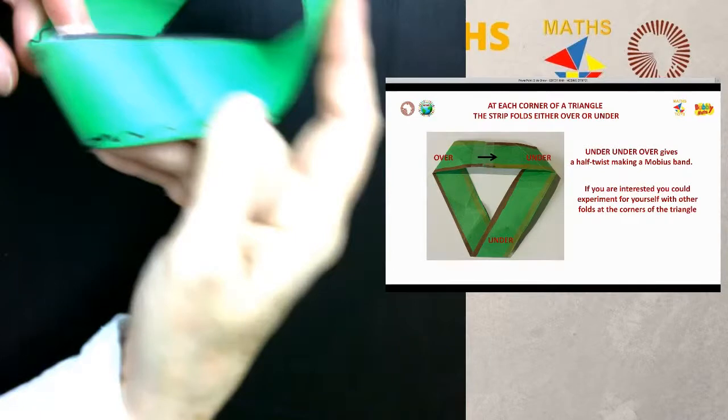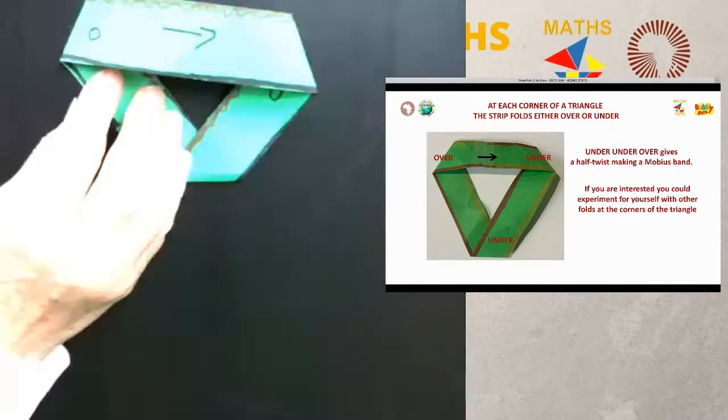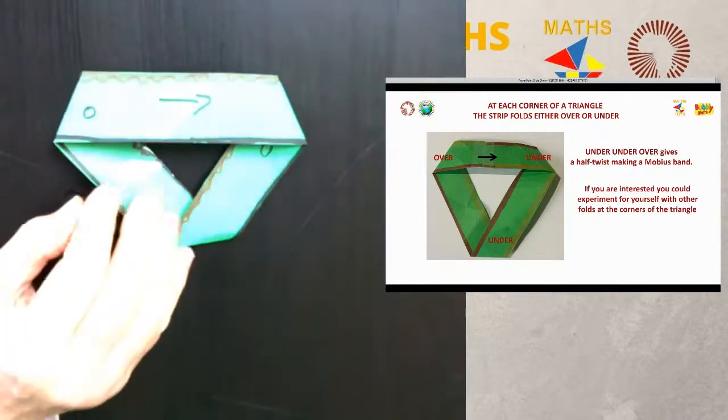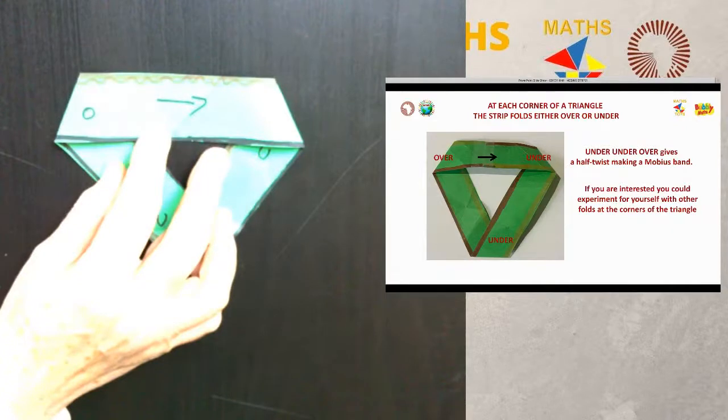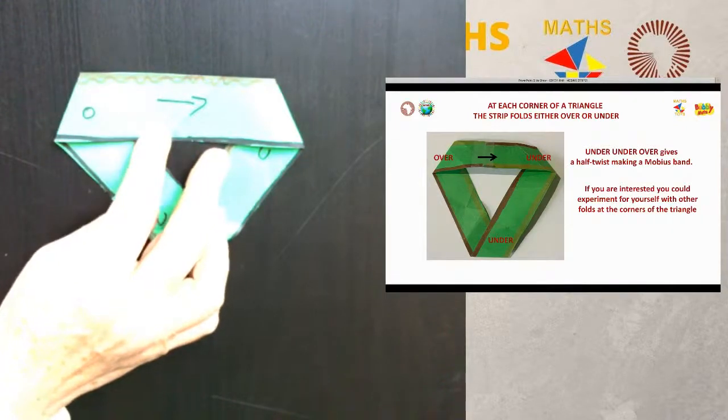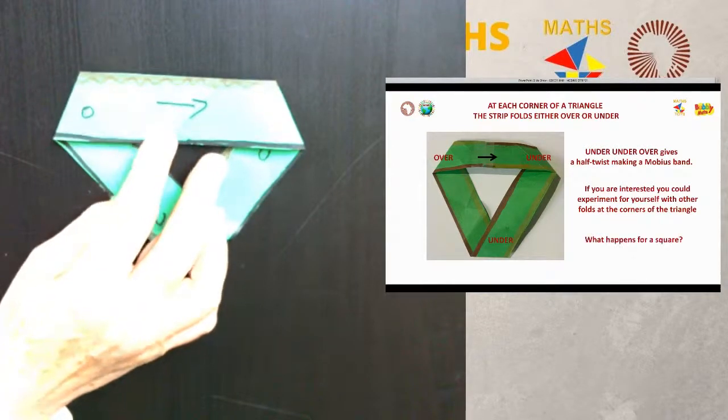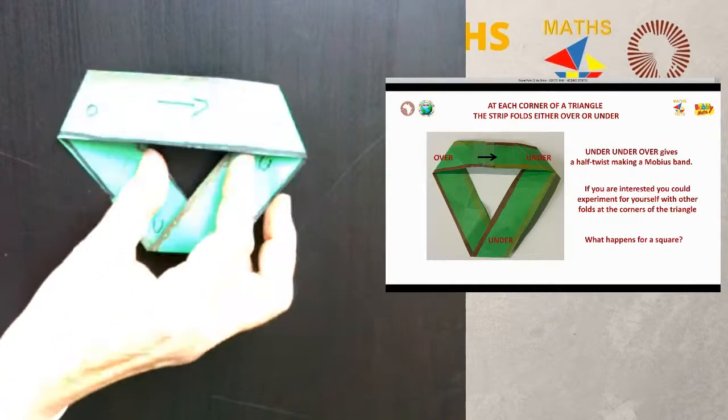Now, if you're interested, you could experiment for yourself with other folds at the corner of the triangle, because we did under, under, over. Well, what would happen if we did 3 unders? We're not going to do it now, but what would happen if we did 1 under and 2 overs? There's different possibilities there. But what we will spend some time on is looking at what happens for a square.